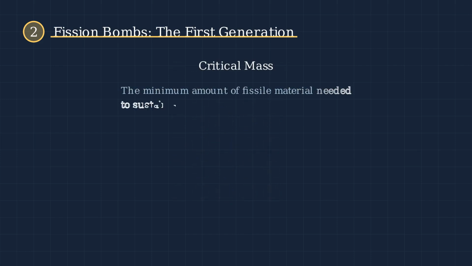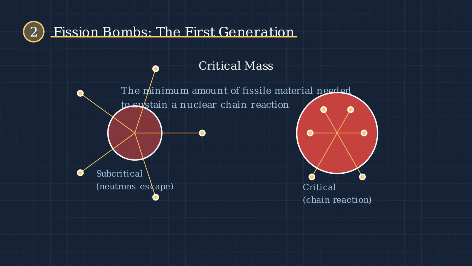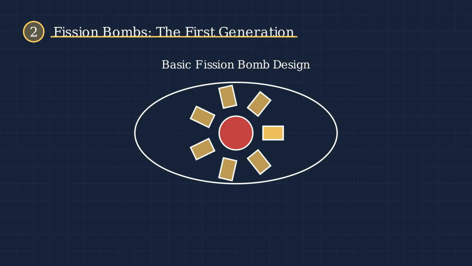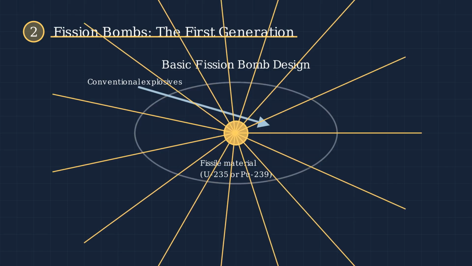This reaction becomes explosive when it reaches critical mass, the minimum amount of fissile material needed to sustain the chain reaction. In a subcritical mass, most neutrons escape before causing more fissions. But in a critical mass, enough neutrons remain inside to create a sustained reaction. The bomb design uses conventional explosives to compress fissile material to critical mass. When detonated, these explosives rapidly compress the fissile material, increasing its density beyond critical mass and initiating a nuclear explosion.